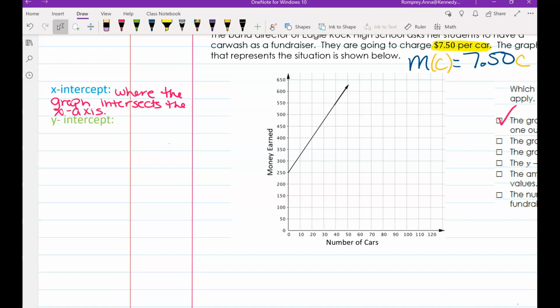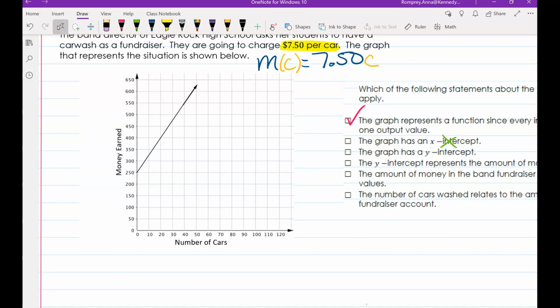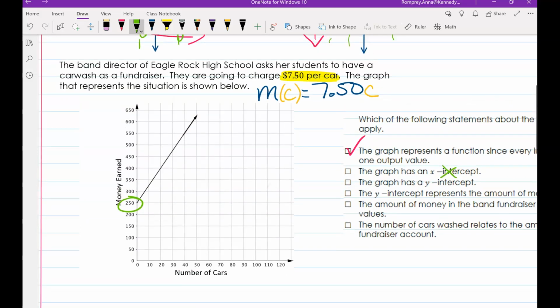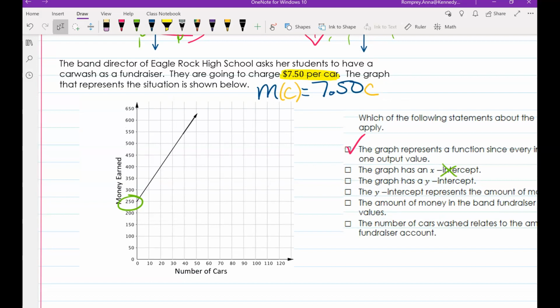Okay, same thing where the graph intersects the y-axis. You could rewrite all that if you want, but if it makes sense, don't worry about it. So do we have a y-intercept? We do. Huh. How can we earn $250 when we haven't washed any cars? What do you think? Well, did we have money in our account to begin with? Maybe they had money left over from another fundraiser. Maybe somebody just donated $250 because they're awesome.